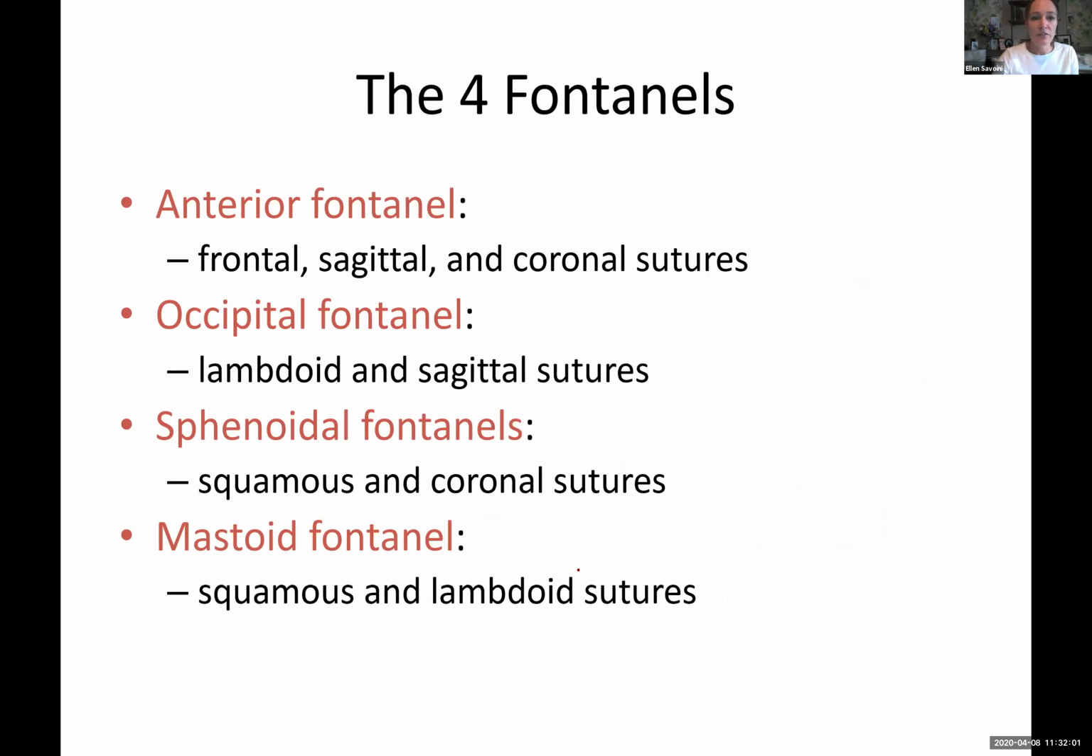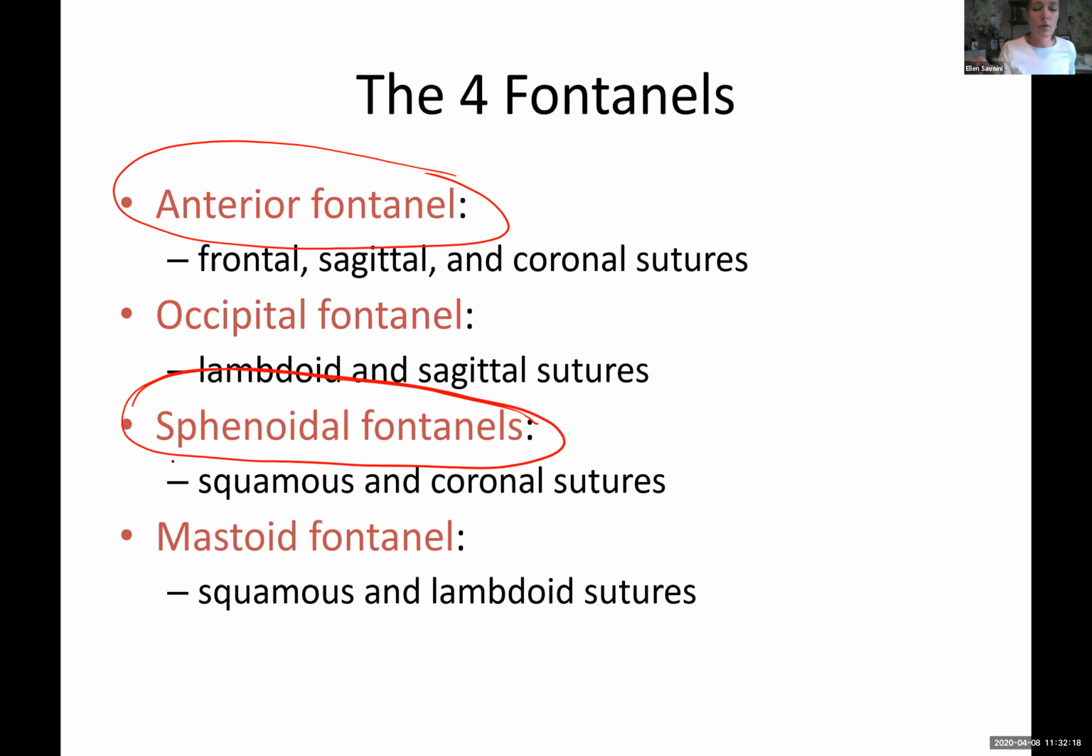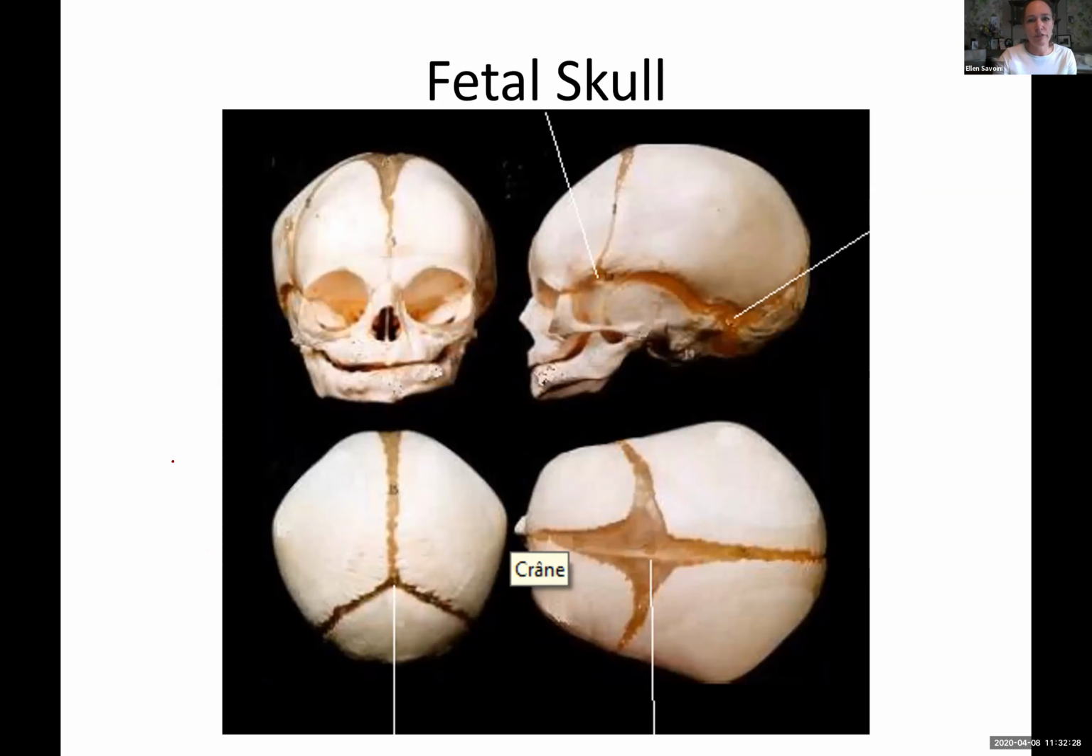This is the list of the fontanelles. The important ones are really the anterior one, which is your top center. And then you have the other one, the occipital fontanelle, that's towards the back, and the squamous and coronal sutures. This one's the side one. Those are the two most important ones I think people can palpate and would be more ideal. You'd want to identify those ones. So this is an actual fetal skull, and we can see those there.